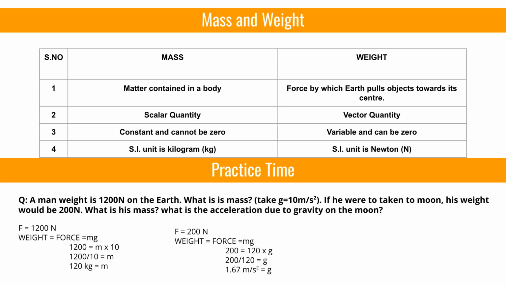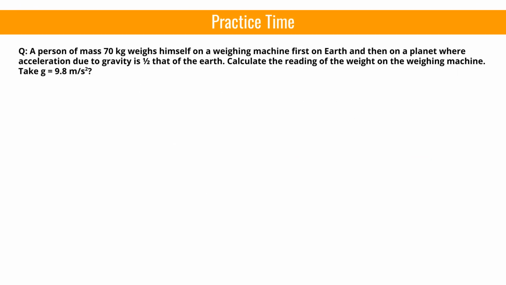Mass is the amount of matter in a body, a scalar quantity that is constant and non-zero, measured in kilograms. Weight is the force of gravity pulling the body towards Earth's center, a variable vector quantity measured in newtons. We also practice calculating mass and acceleration due to gravity based on weight. Let's solve a final practice problem.